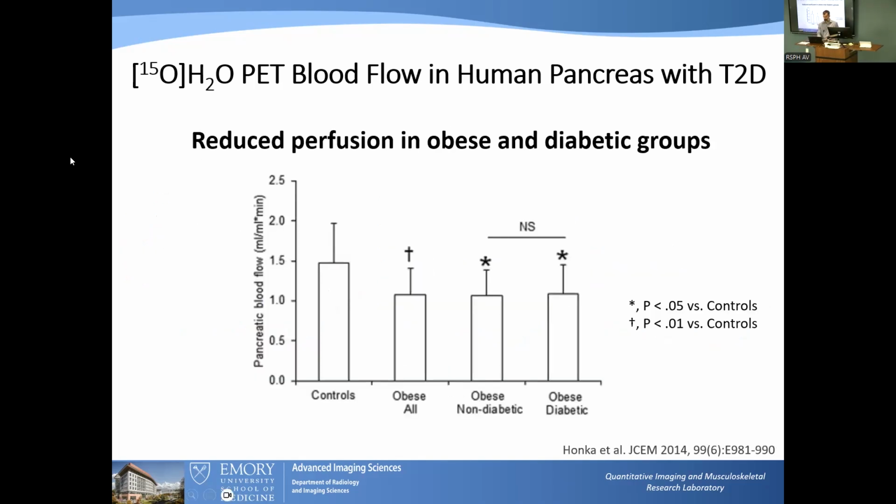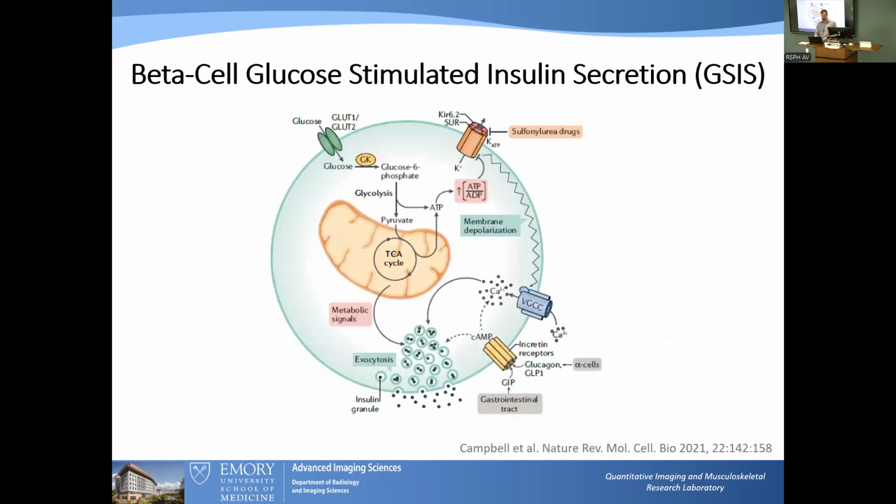This has also been observed with O15 PET studies in type 2 diabetes here, where you can see that even in obese non-diabetic individuals, perfusion at a fasted state seems to be reduced compared to normal controls. So that's kind of an interesting and important piece. The reason I bring up microcirculation, of course, is that everything the beta cell is doing relies upon the delivery of glucose to sense, as well as the delivery of oxygen to perform metabolism.